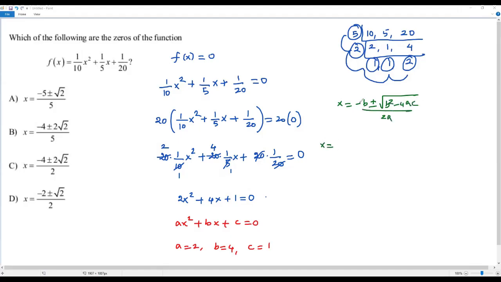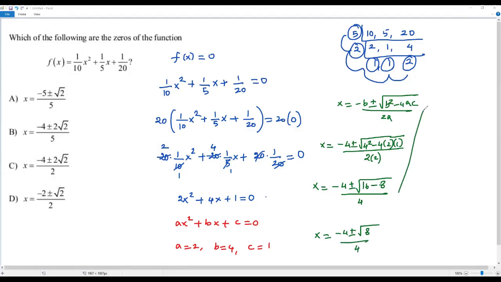Here, x equals, we can plug in the values for a, b, c. We know that b is 4, then we get negative 4 plus or minus the square root of 4² minus 4 times the value of a, which is 2, and the value of c, which is 1, divided by 2 times a, that is 2 times 2. Then we get x equals negative 4 plus or minus the square root of, here 4² is 16, minus 4 times 2 times 1 is 8, divided by 2 times 2 which is 4 in the denominator. We get x equals negative 4 plus or minus the square root of 16 minus 8, which is just 8, divided by 4.